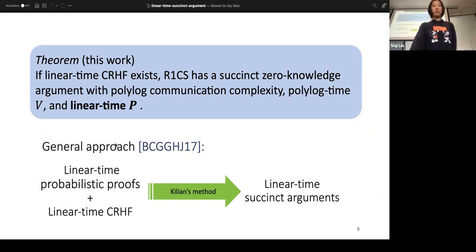Okay. So is this SNARK? Yeah, this is zero knowledge. Succinct is zero knowledge. Yeah.